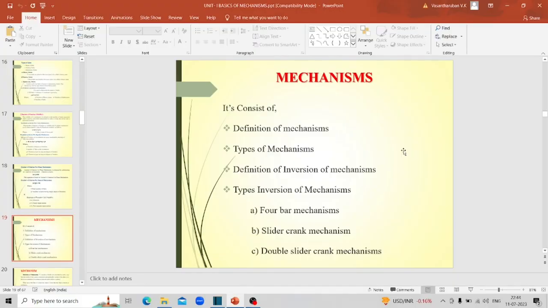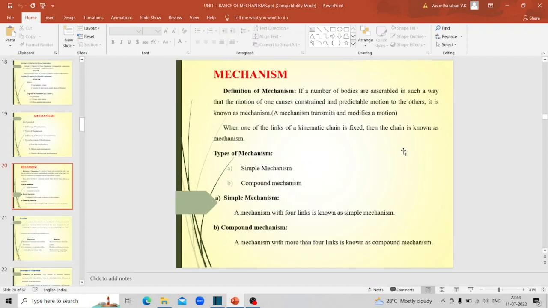Next, mechanism. It consists of the definition of mechanism, types of mechanism, definition of inversions of mechanism, types of inversions of mechanism, four bar chain mechanism, single slider crank chain mechanism, and double slider crank chain mechanism. So these are the topics we will see. First one is mechanism. What is mechanism? Definition of mechanism: if a number of bodies are assembled in such a way that the motion of one causes constrained and predictable motion to the others, it is known as mechanism.